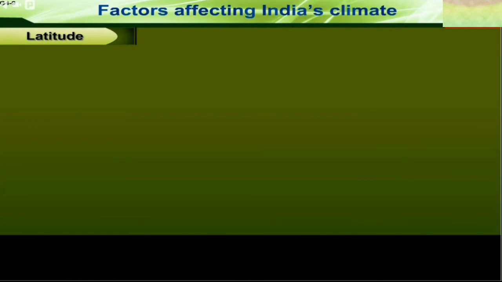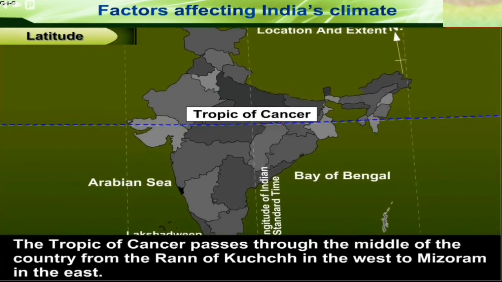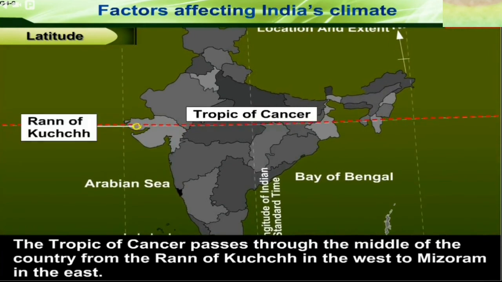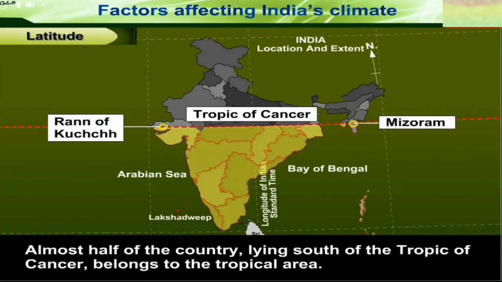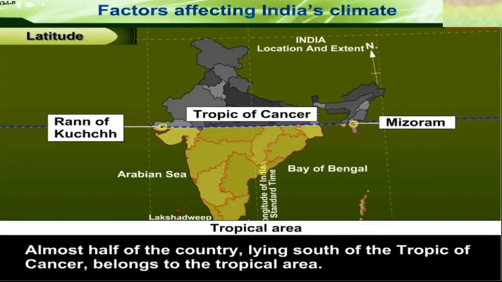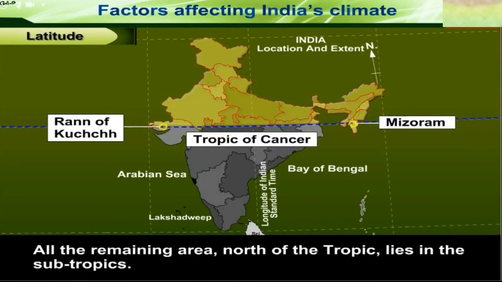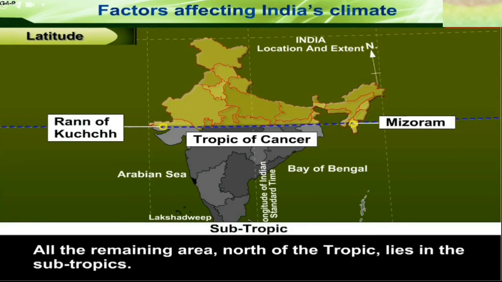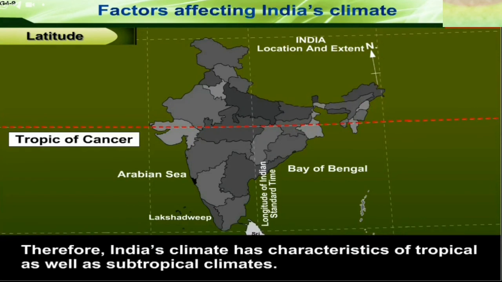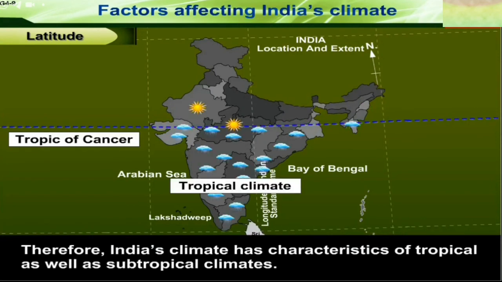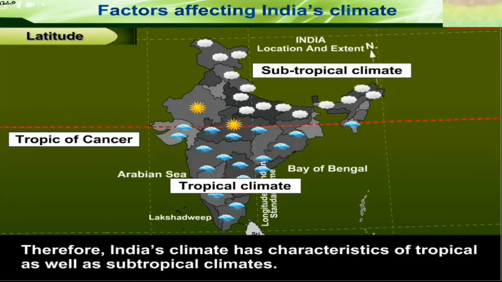Factors affecting India's climate. Latitude. The Tropic of Cancer passes through the middle of the country from the Rann of Kutch in the west to Mizoram in the east. Almost half of the country lying south of the Tropic of Cancer belongs to the tropical area. All the remaining area north of the tropic lies in the subtropics. Therefore, India's climate has characteristics of tropical as well as subtropical climates.